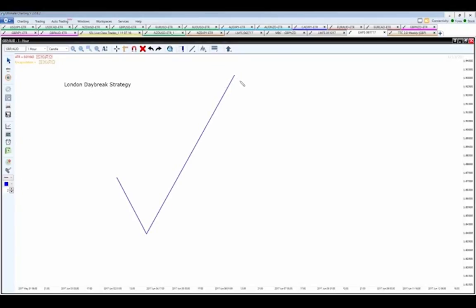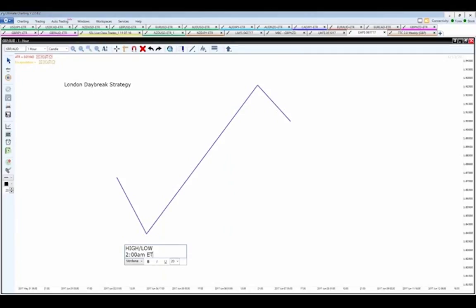So let's get started with this London daybreak trading strategy. If you're taking notes, this is probably a good place to start taking some notes. We're going to be looking for this market to form its initial high or low for the day. We're going to be looking for this initial high or low between 2 o'clock a.m. Eastern time and 5 o'clock a.m. Eastern time. So we're looking for the market to pull back and form its low for the day and then rally up, or we're looking for the market to form its high for the day and then pull back here.